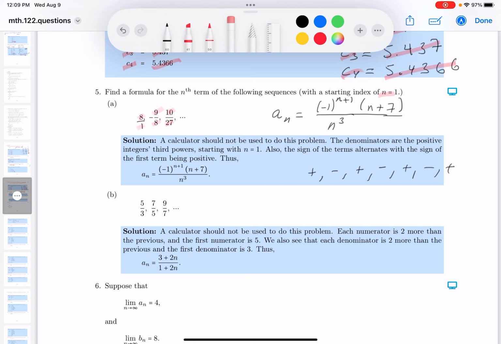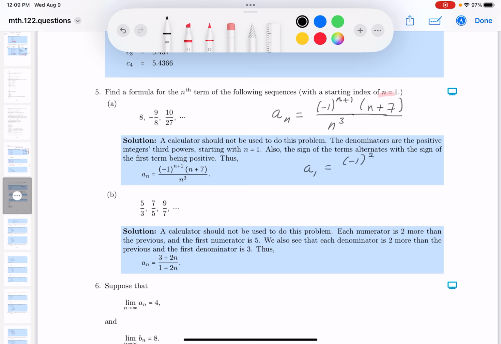Before you say it's correct, what I would do is see if this is true, before I put a box around that. Let me write down A1. Well, A1 would be minus 1 to the second power, and 8 on the bottom would be 1. What does that give you? 8. That's certainly true. Let me put down A2. Minus 1 to the third power, and if n is 2, you get 9. And what's 2 cubed? 8. What does that give you? Minus 9 eighths. That's what I got over there.